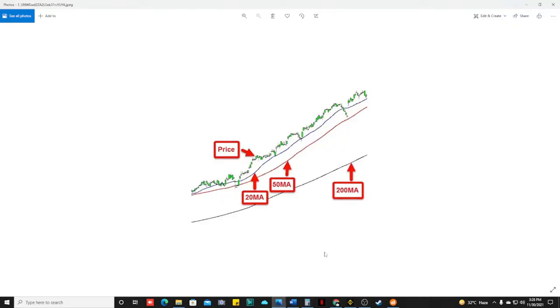So now, how are you going to use this 20 MA, 50 MA, and 200 MA? So now we're going to moving average. So 20 MA is 20 days. It means 20 candles, 20 candles moving average. So you count 1, 2, 3, up to 20. And then the line will find the moving average and then it goes there. Okay, that's the meaning of 20 MA, 50 MA, 200 MA.